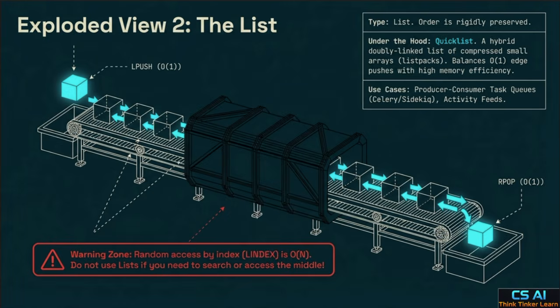But here is a warning. Random access by index is O(n). If you find yourself searching or accessing the middle of a list, you're using the wrong tool. It's designed for push and pop operations at the edges, not for searching.